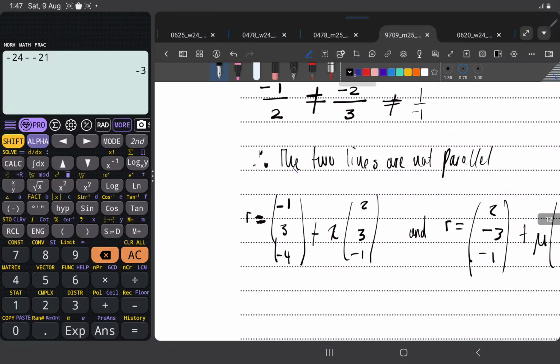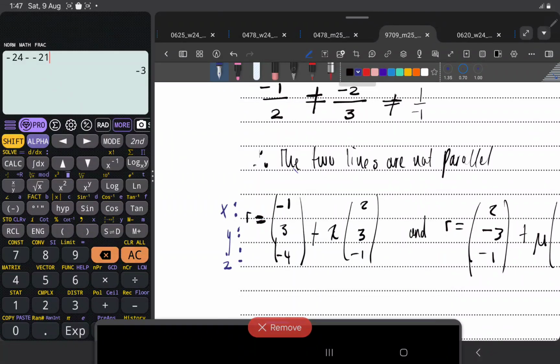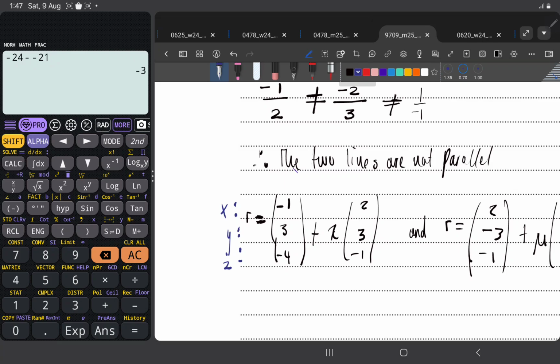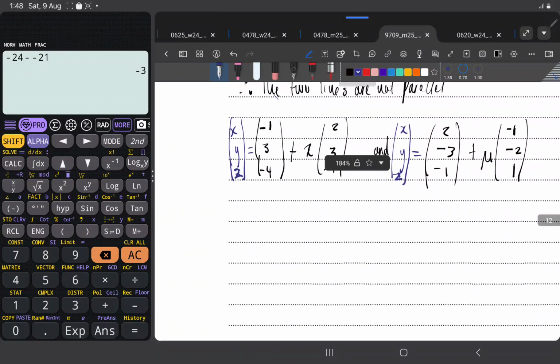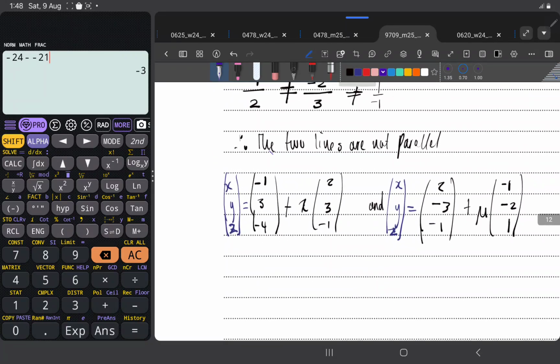Now we should have left some space and say this is X, this is Y, and this is Z. So X, Y, Z is equal to this. We can remove R and put X, Y, Z in brackets. This is important. Now we are checking if the two lines do intersect or not, so instead of calling them R's, we can call them X, Y, Z.